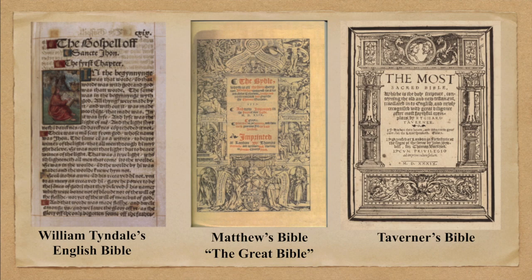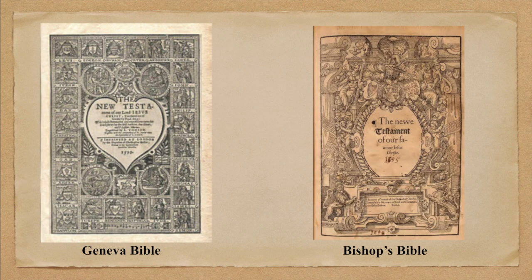This was followed by the Taverner's Bible, which was an attempt to improve on the Greek translation of William Tyndale in 1539. This was followed by another version of the Matthew's Bible, which became known as the Great Bible. This work of revision was directed by Coverdale and was authorized by the government and the church in 1539. This was followed by what was to become the most popular Bible of the century, the Geneva Bible.